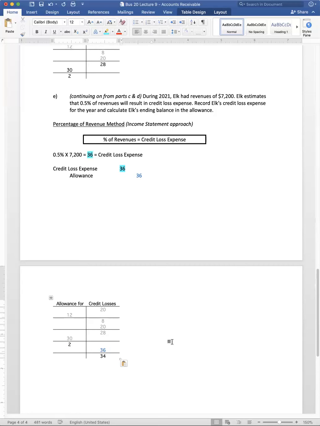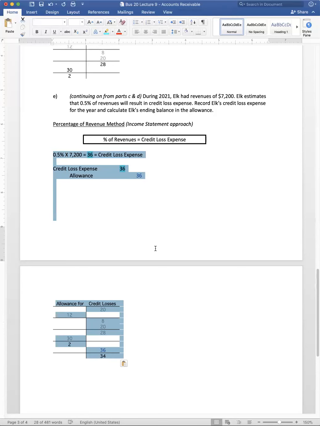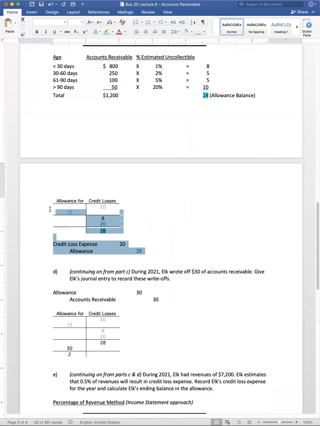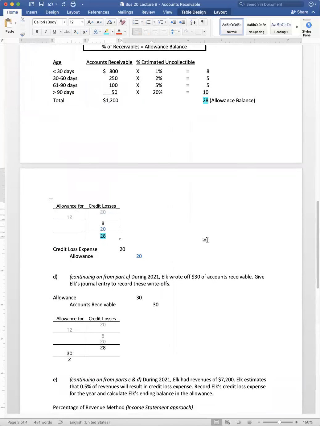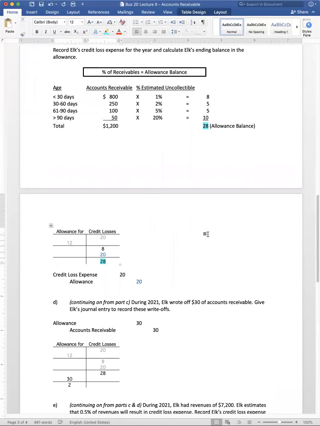If you're confused right now, I'm not surprised, because what I just showed you right here is the opposite of what I was doing over here. So let me explain what's going on. We have 2 different methods. The first method we have is the percentage of receivables method. That focuses on receivables. The accounts receivable are on the balance sheet.